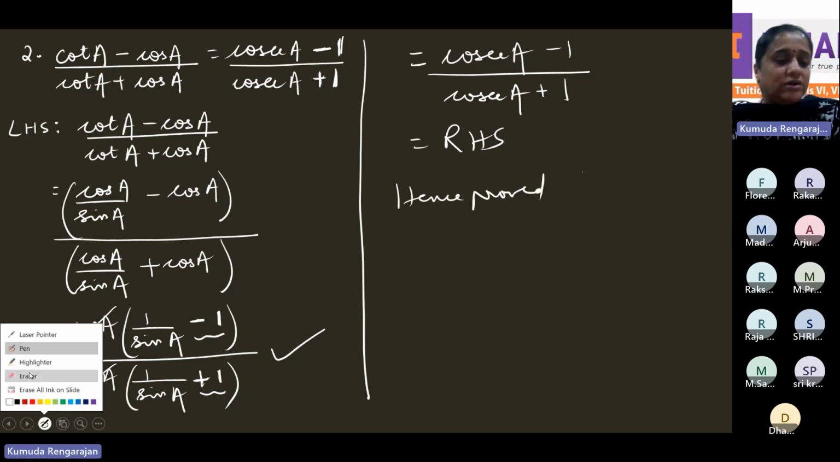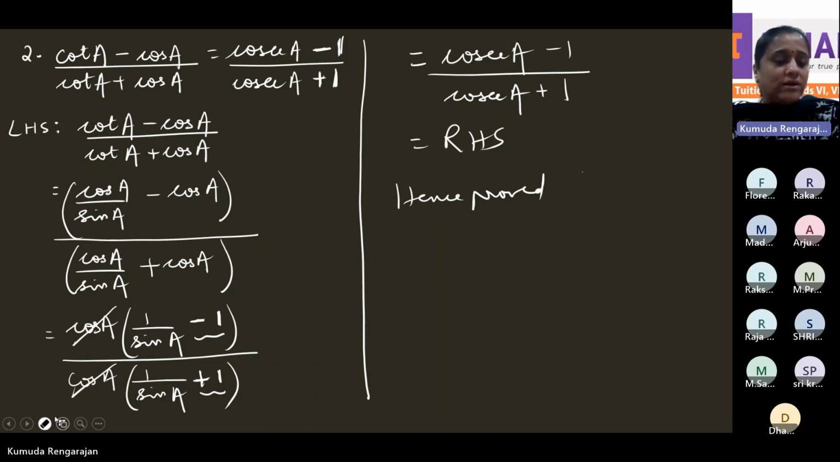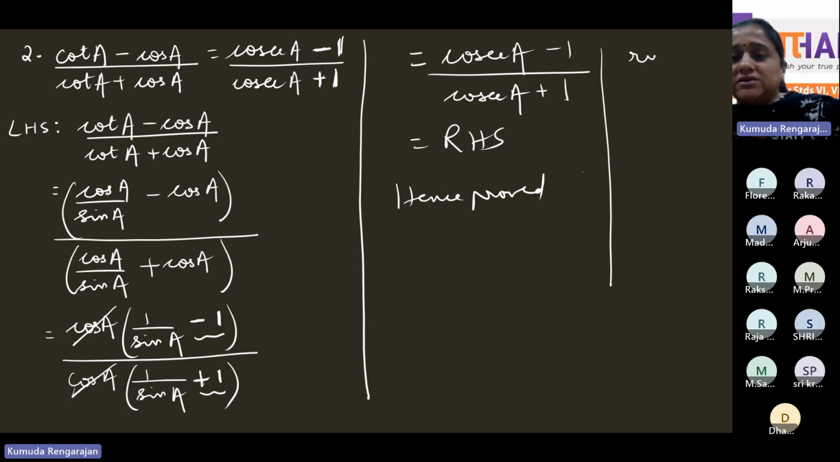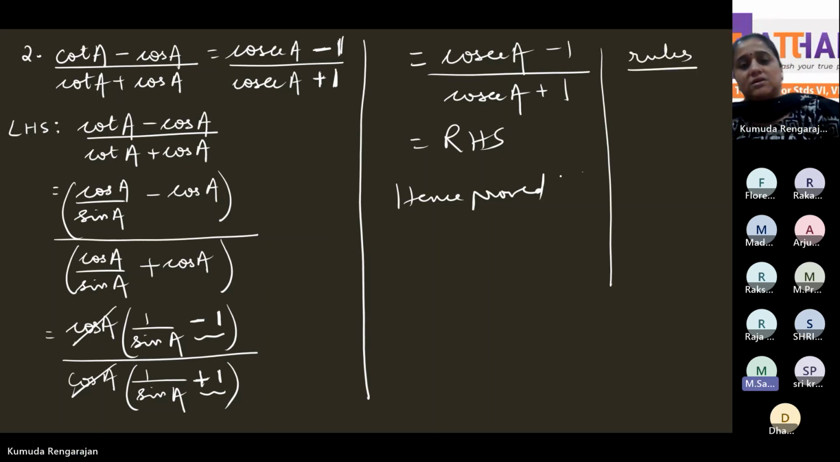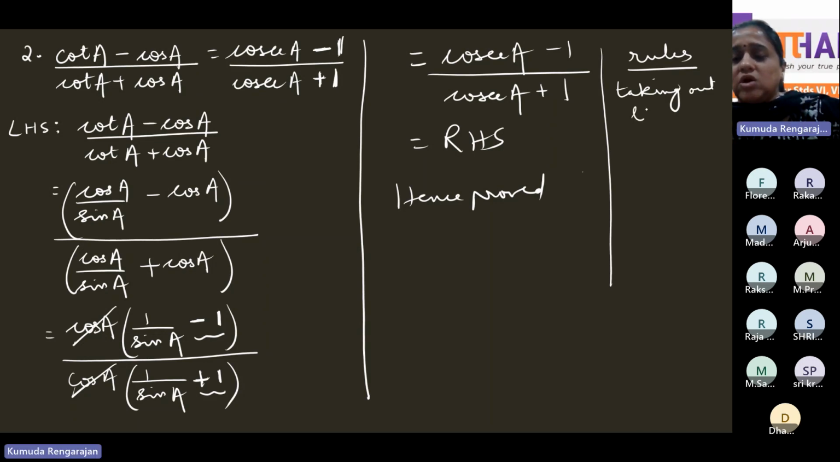So the two rules you learned here are, one, what are the rules you learned here, children? Take the common factor, correct? Taking out the common factor. Or the common term or the common ratio. See, taking out the common expression. Common expression or common term. Okay, common term, common expression, whatever.